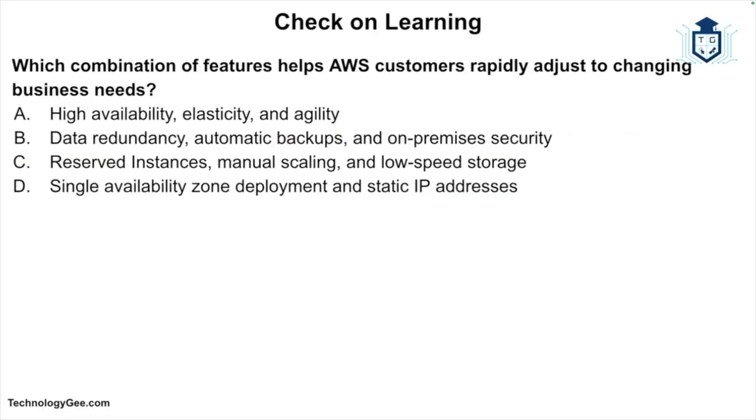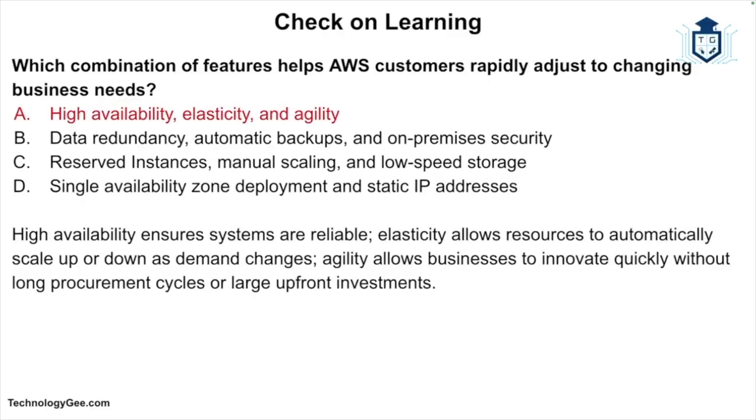And our final question is, which combination of features helps AWS customers rapidly adjust to changing business needs? Is it high availability, elasticity, and agility? Is it data redundancy, automatic backups, and on-premises security? Is it reserved instances, manual scaling, and low-speed storage? Or is it single availability zone deployment and static IP addresses?